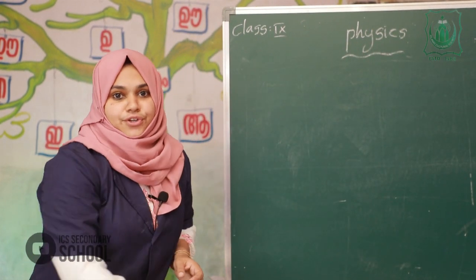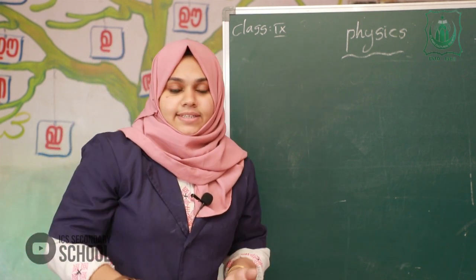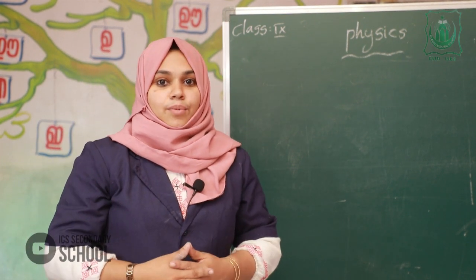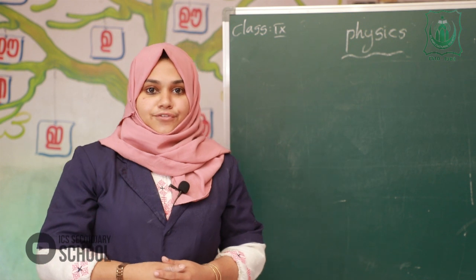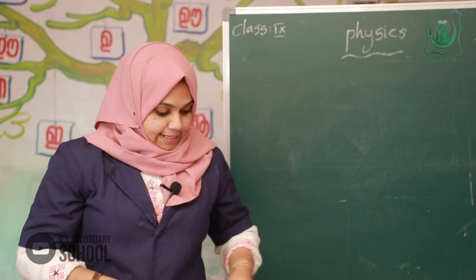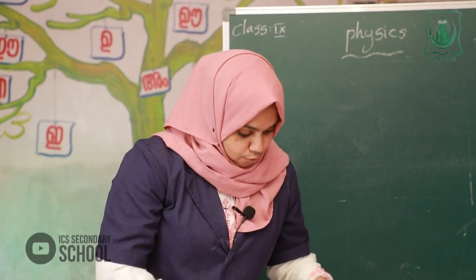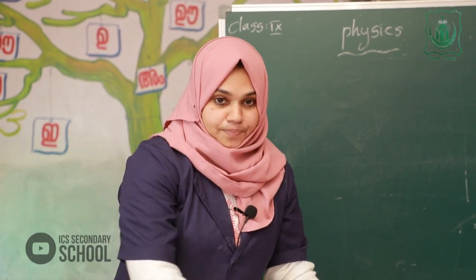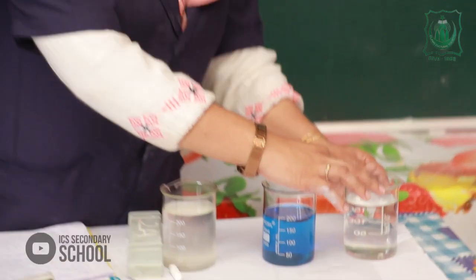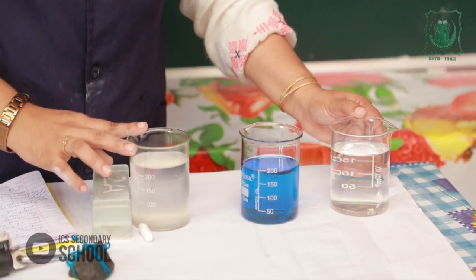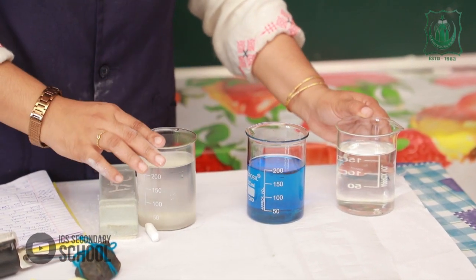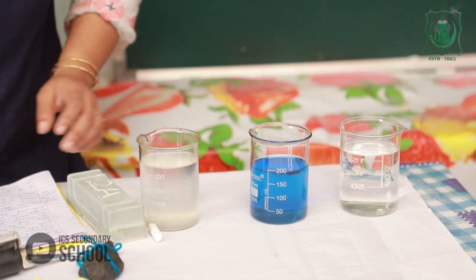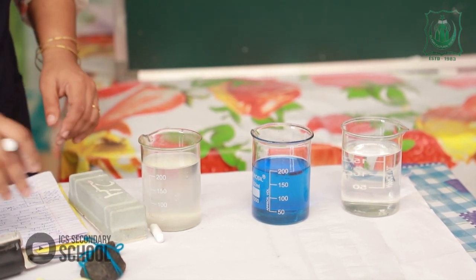Next, we want to find out what factors influence buoyancy. For that, I take water, kerosene and saline water in three separate beakers. For doing this, there is also a table.